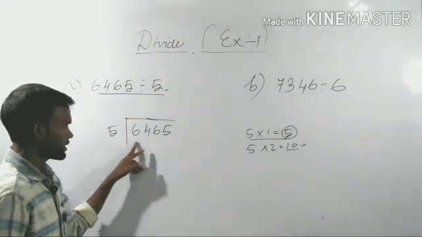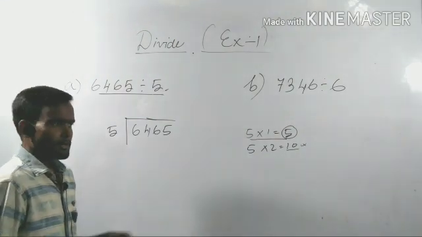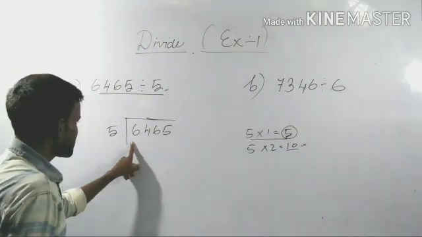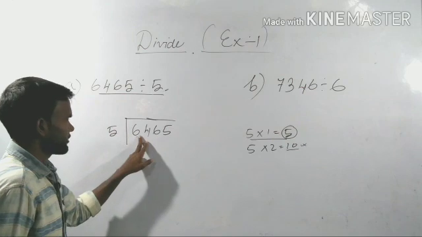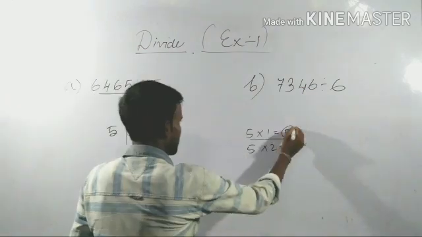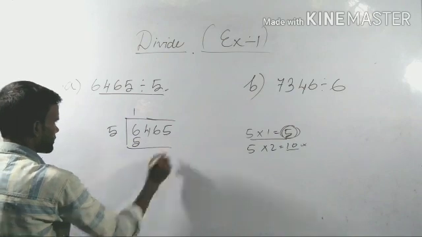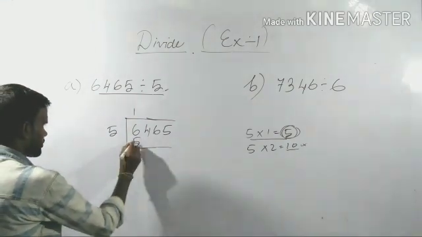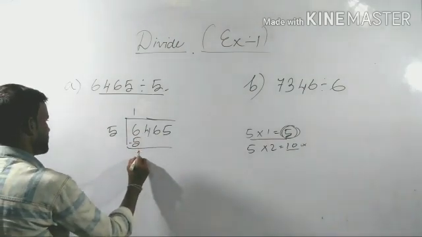Suppose 2 3s are 6, then we can write it. But if it is larger than the dividend, we cannot write it. So you have to write 5 1s are 5 first. So 5 we have written. Now we have to subtract 5 from 6, and it will be 1.